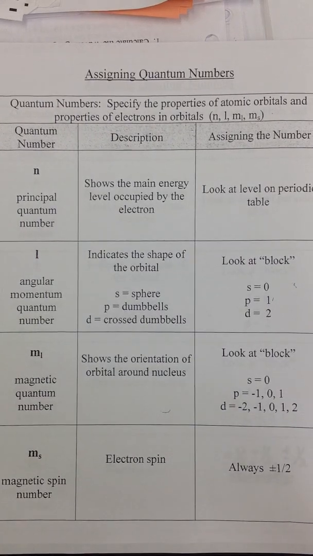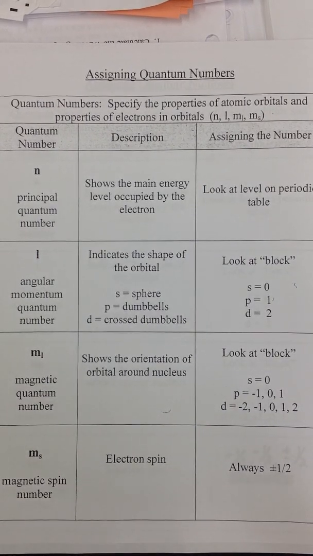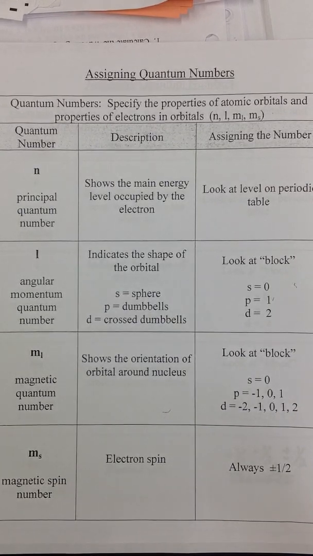Hello everyone, this is a quick and dirty guide to assigning quantum numbers. So we're looking at quantum numbers, and again, Miss Estridge has done an amazing job on this chart telling you what each of the letters stand for. N, principal quantum number; L, angular momentum; M sub L, magnetic quantum number; and M sub S is the spin.